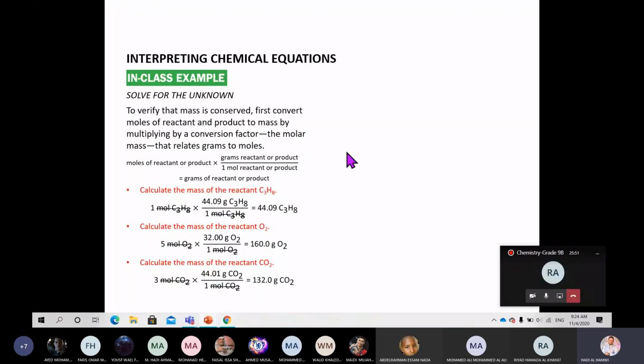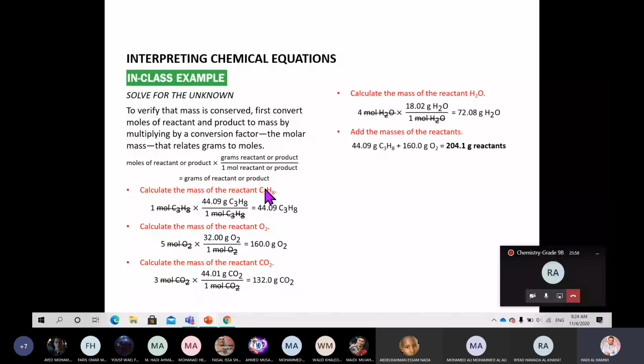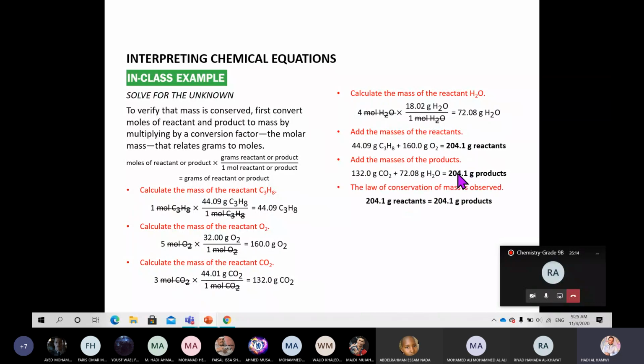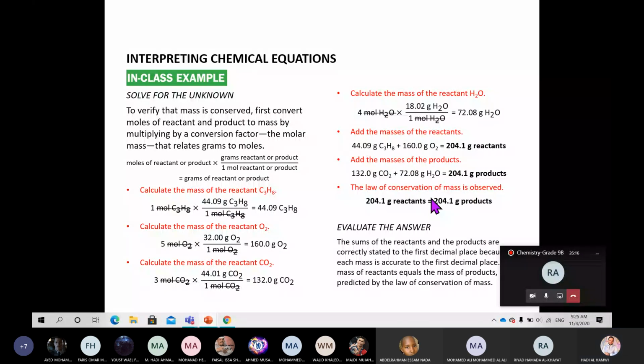So you can find the masses of all of them. Look, you find the mass of C3H8, of oxygen, of carbon dioxide, and of water. If you add all the reactants here, look, 44 plus 160, it's 204. If you add now the products, 132 plus 72, also it's 204. So look, the mass of the reactants should be equal to the mass of the products. So here we have conservation of mass. Any question? Any question up to here?